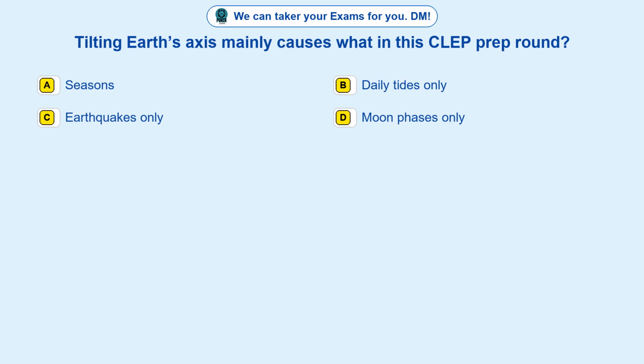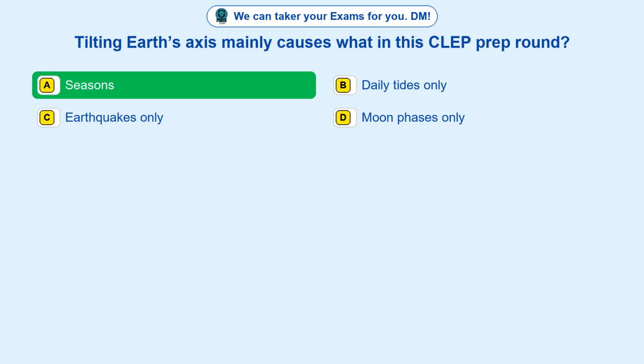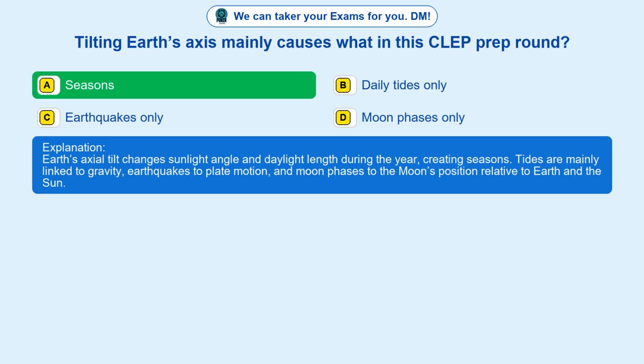Question 89. Tilting Earth's axis mainly causes what in the CLEP prep round? Option A, seasons. Option B, daily tides only. Option C, earthquakes only. Option D, moon phases only. The correct answer is option A. Seasons. Earth's axial tilt changes sunlight angle and daylight length during the year, creating seasons. Tides are mainly linked to gravity, earthquakes to plate motion, and moon phases to the moon's position relative to Earth and the Sun.